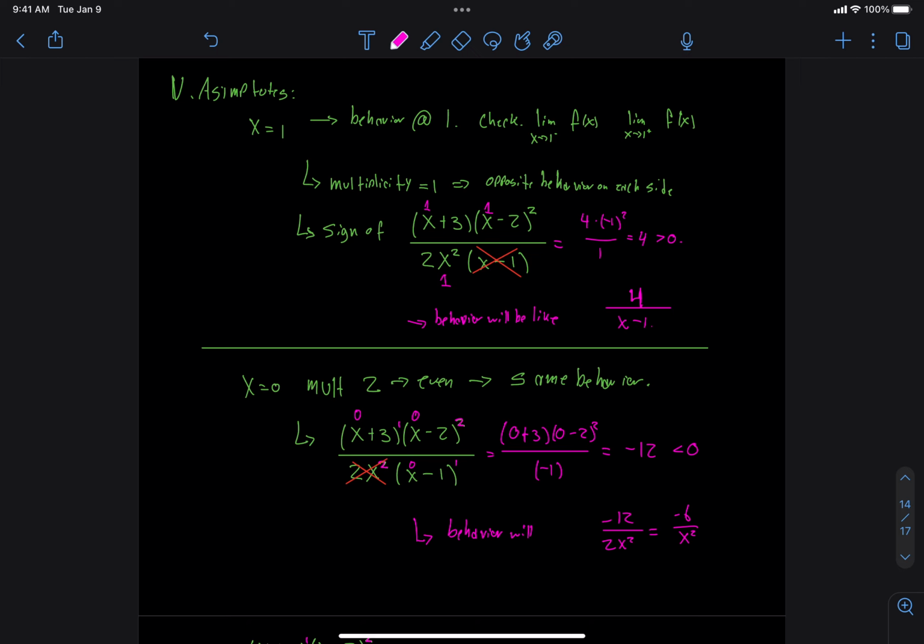You have to remember what kind of multiplicities give you same behavior versus opposite behavior. You gotta also take a look at the sign of the leftovers and determine whether it's gonna look like this, or like this, or like this, or like this. So it's kind of a lot there.